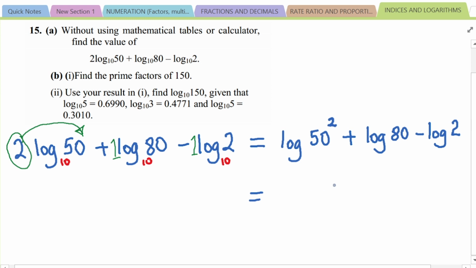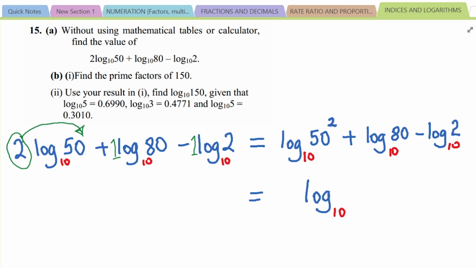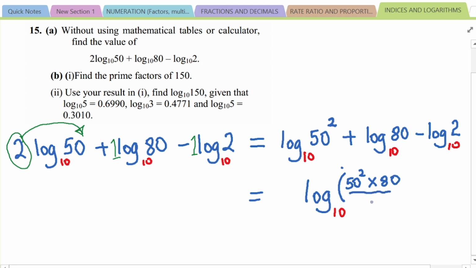Since the logarithms all have the same base, I'll maintain that logarithm. So it's going to become log to base 10. Let me just put the 10s there. So it's going to be the logarithm of 50 squared, multiply that by 80, divide that by 2.